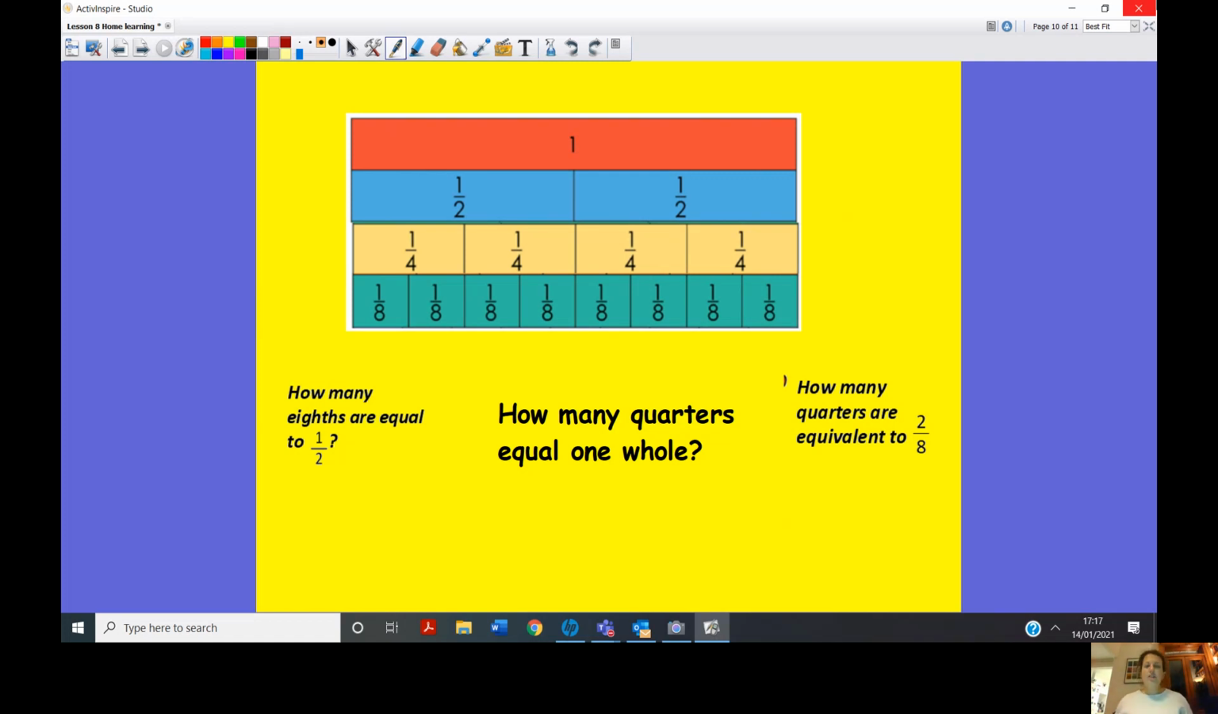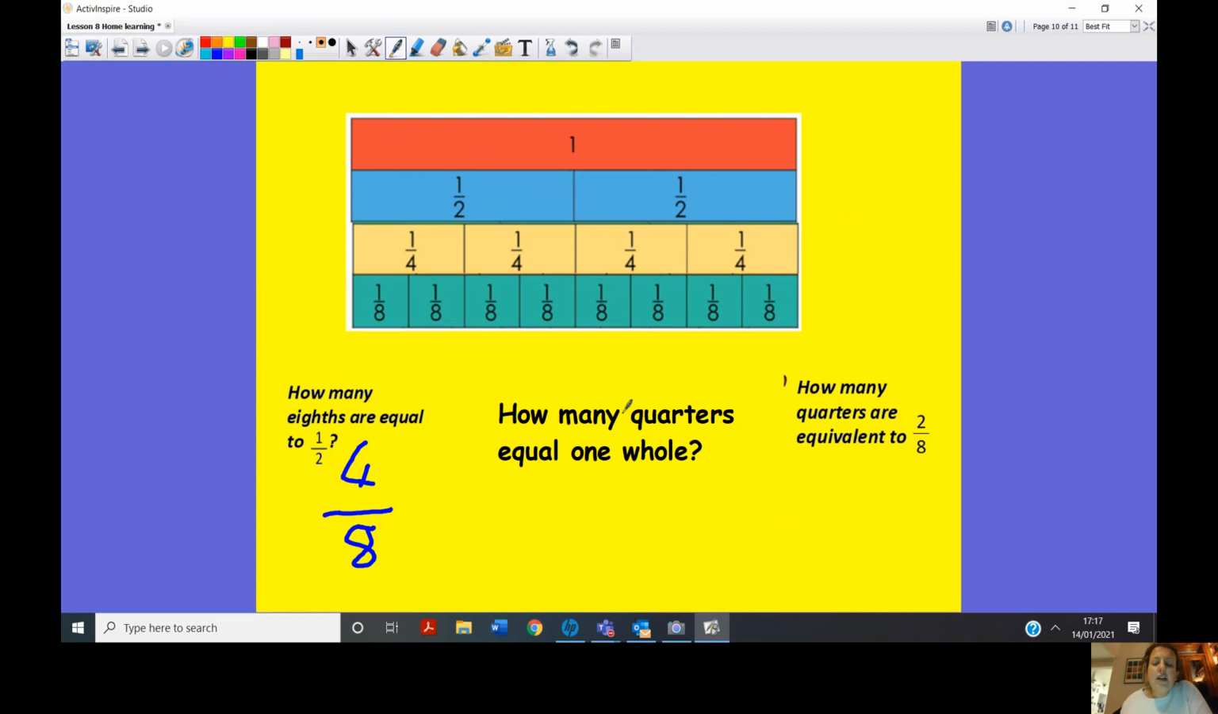Right, well, let's hope you've pressed pause and thought about those questions. So how many eighths are equal to 1/2? So here we have our 1/2. You can just think to yourself, how many green bars are equal to 1 blue bar? Which, in this case, is how many eighths are equal to 1/2. I can see 1, 2, 3, 4 green boxes. So 4 eighths are equal to 1 blue box, which is 1/2. So we can just write here 4 eighths.